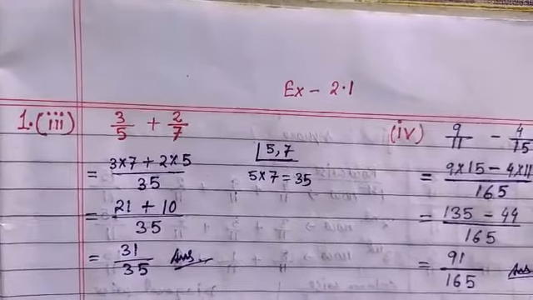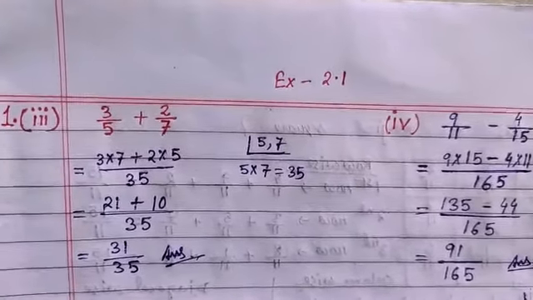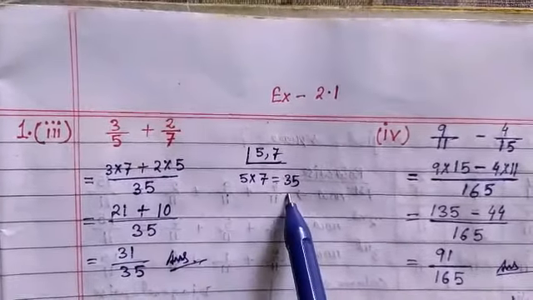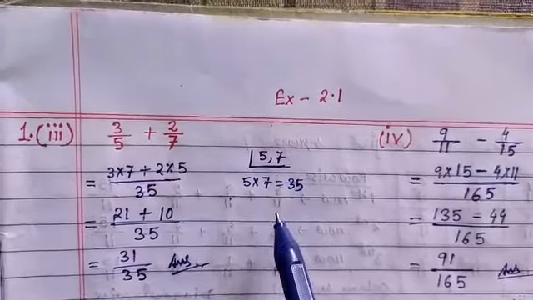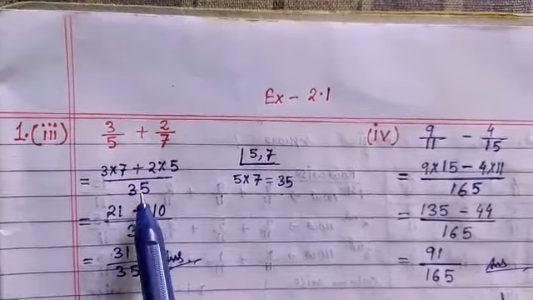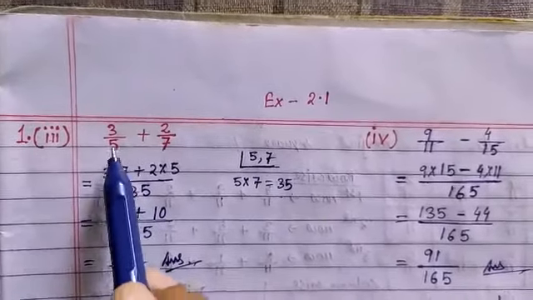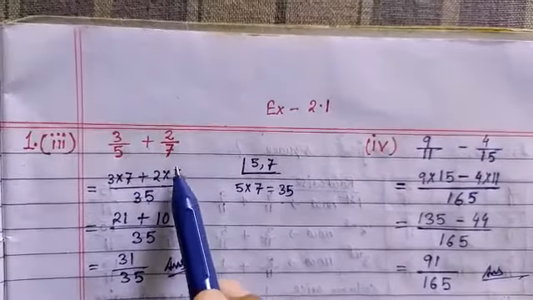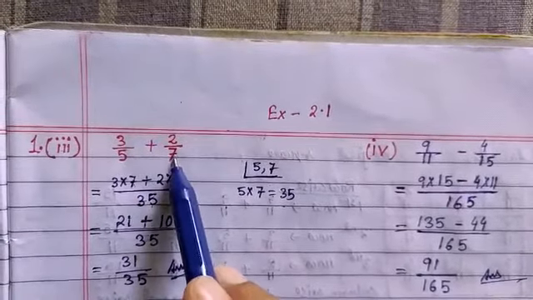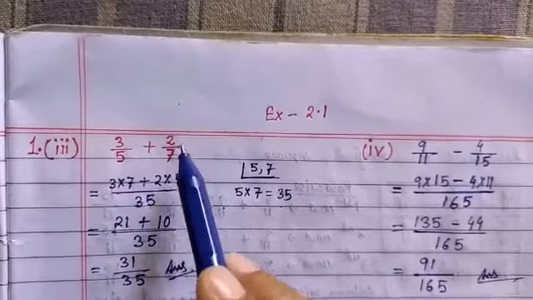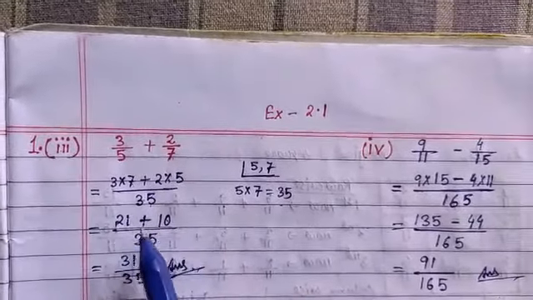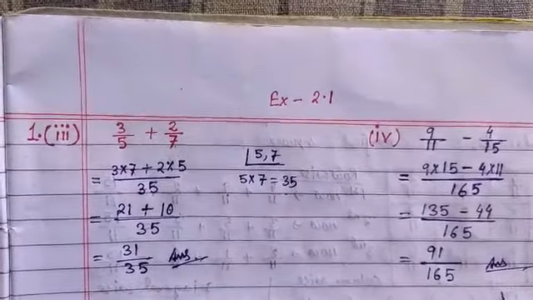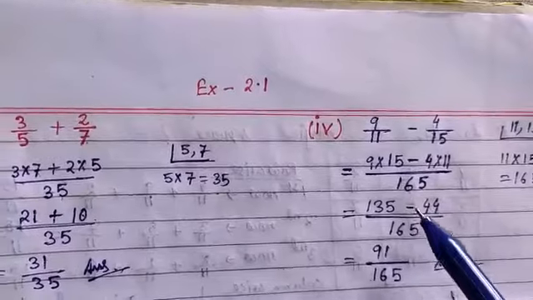Now the third sum of 1, 3 by 5 plus 2 by 7. Here the LCM of 5 and 7 will be 35 because 5 and 7 are prime numbers. That's why 5 into 7, that means 35. Then 35 divided by 5 is 7, then 3 into 7 is 21. Here 35 divided by 7 is 5, then 5 into 2 is 10. 21 plus 10, that means 31 by 35. That is the answer.